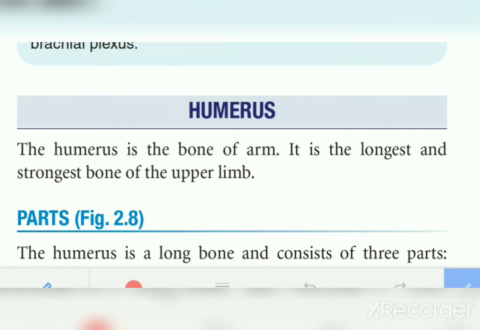Bismillahirrahmanirrahim. Today we will discuss the bones of the upper limb, that is the humerus. In the upper limb, we start with the clavicle, scapula, humerus, radius, ulna, and articulated bones of the hand. Today we will discuss the humerus. Okay, let's start.